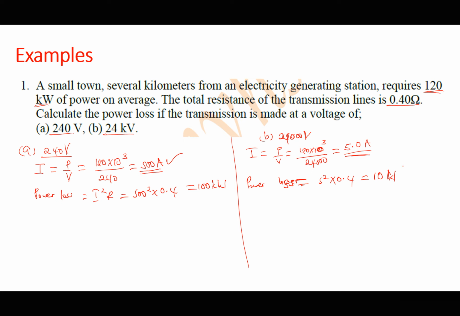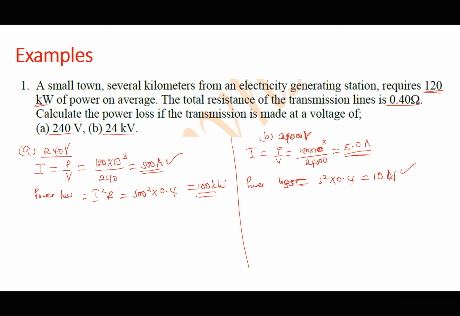10 watts. So notice that the town wanted 120 kilowatts. So if we transmit the power at 24,000 volts, it's only 10 watts which is being lost. Of course, 10 watts is less than 10% of what is required. But 100 kilowatts is almost 80% of what is required. So it means in this case, it is disadvantageous to transmit power at a low voltage.